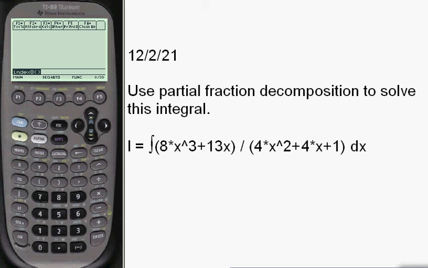The reason I wanted to make a video of this one is because this has long division in it, because the denominator has less of an exponent than the numerator, so then you have to divide this and then use that in the partial fraction to set that up. So I wanted to show you how that worked.